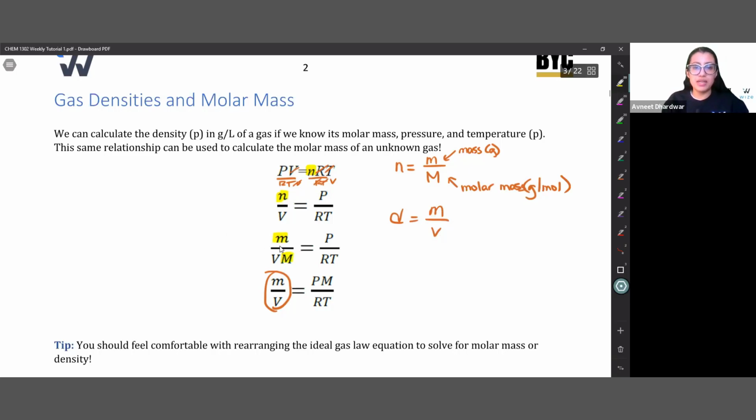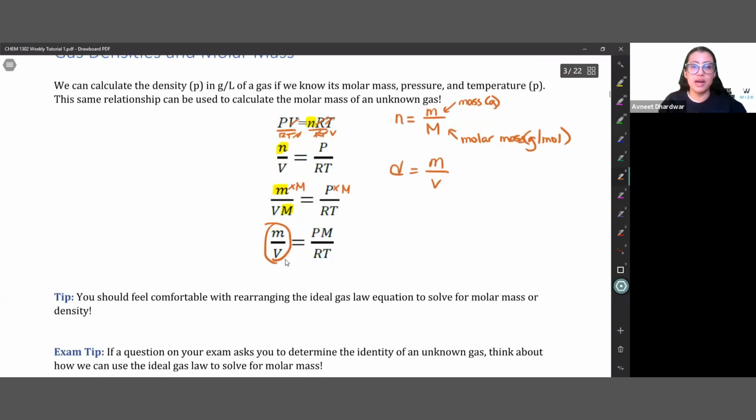Okay, and then finally, since I just wanted mass over volume on the left side, I want to get rid of that big M on the bottom. So I'm going to multiply by big M on both sides. So now I've just shown you guys how you can go from the ideal gas law to the density equation.